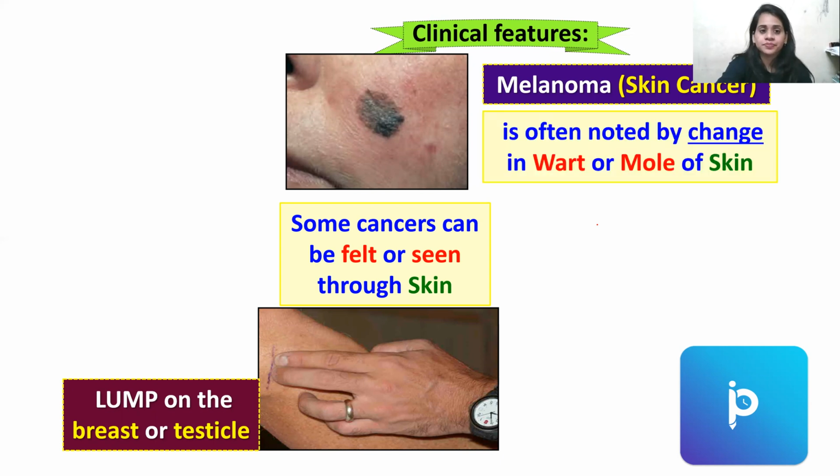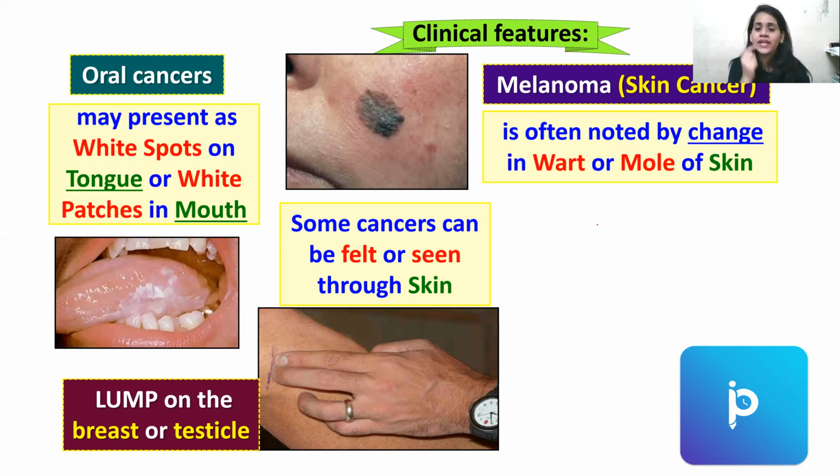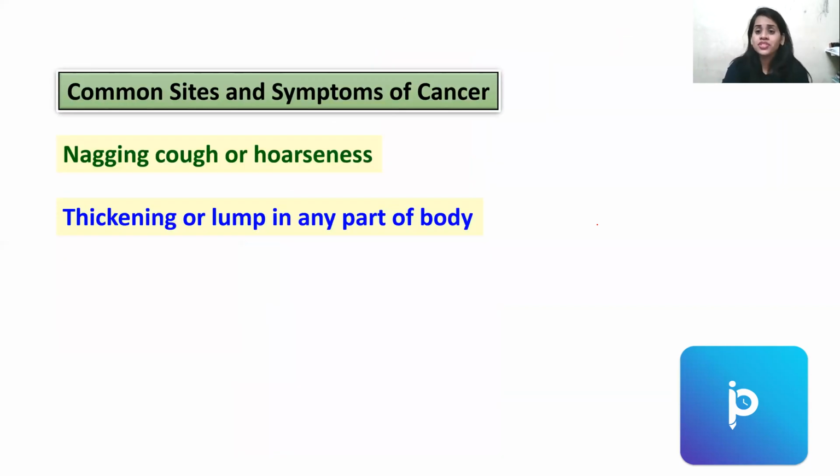Apart from that, oral cancer may show white spot patches, like on your tongue. It may show white spots on the tongue or white patches in the mouth. So there are certain cancers which you can recognize by certain signs like a lump, changes in a wart or mole, or white spots on the tongue. Apart from that, there are certain common symptoms of cancer.